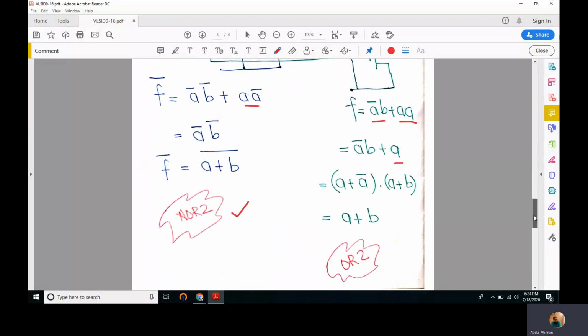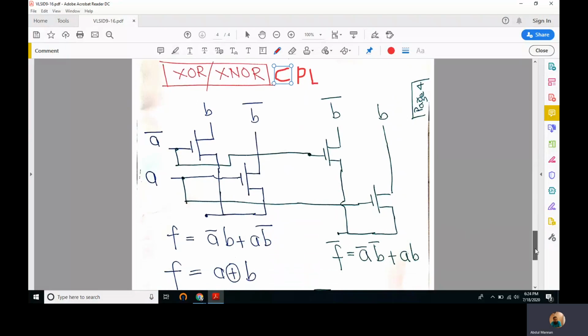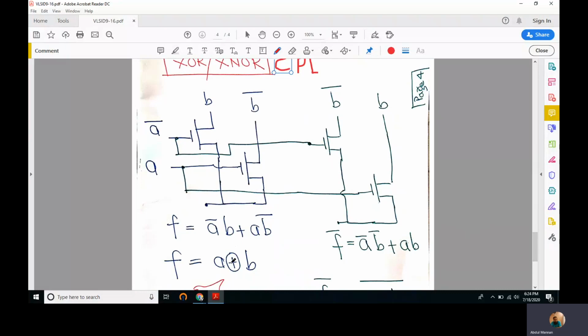And before we finish today's lecture, let's see how we can use the CPL, complementary pass transistor logic, implementation for an exclusive OR, exclusive NOR pair. This is very simple. We know that A exclusive OR B is A complemented B or A B complemented. So A complemented B, A B complemented.